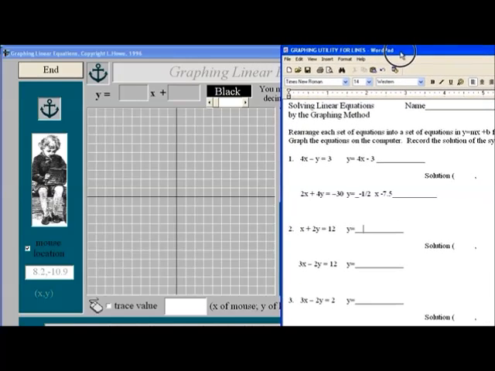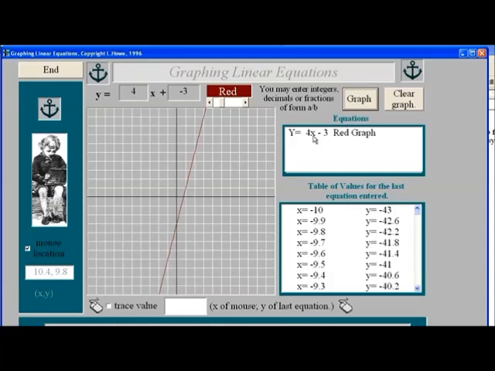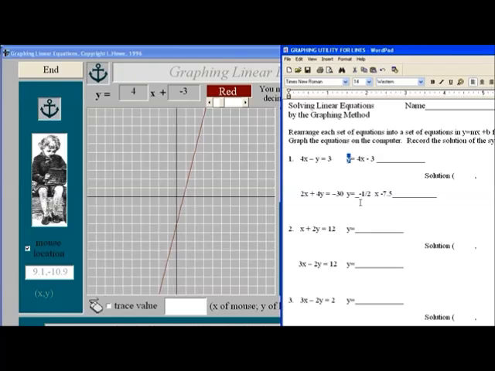Now, what we're going to do is we're going to put this equation, y is equal to 4x minus 3. I'm going to put 4x minus 3, and I can choose what color I want to use. And I'm going to graph that in red. So y equals 4x, and now I'm going to try to find my sheet again and put this other one in, minus negative 1/2 x minus 7.5.